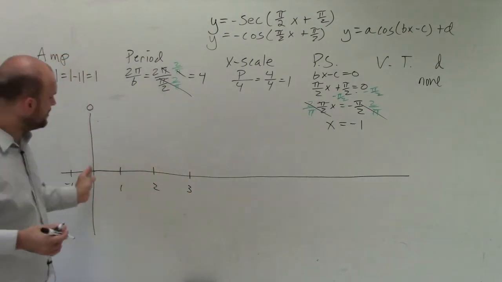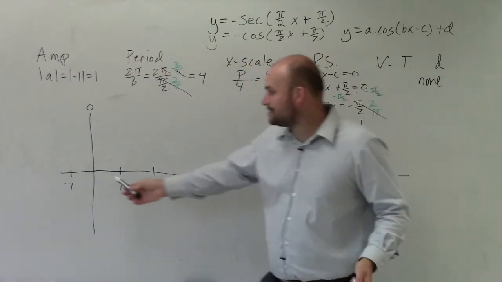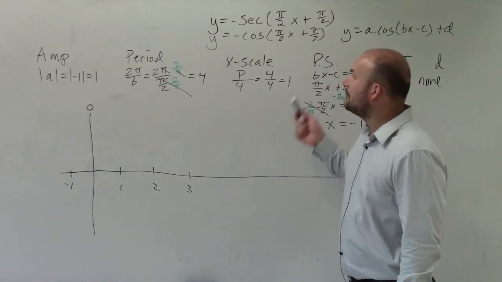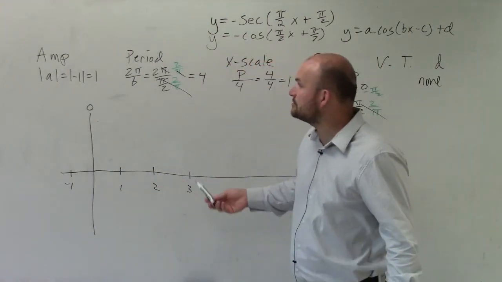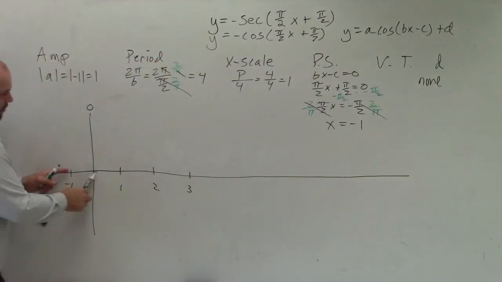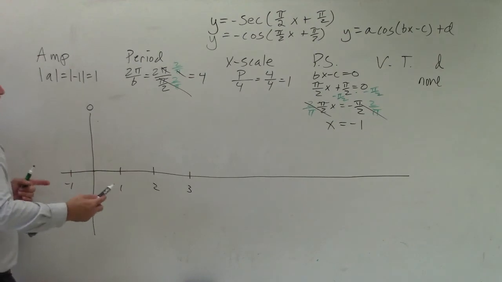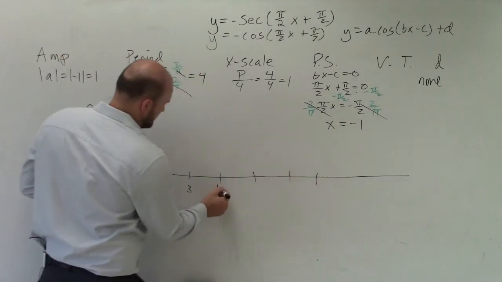Now, the reason why I'm going by a scale of 1 is because that's my x scale, right? I said go by x scale, so I'm going to go through my x scale. Remember, there's 4 x scales that we're dealing with. So 1, 2, 3, 4. That is going to complete 1 period, right? A period is a distance of 4 x scales. So 1, 2, 3, 4. So that's 1 period. And let's do it again. 4, 5, 6, 7.